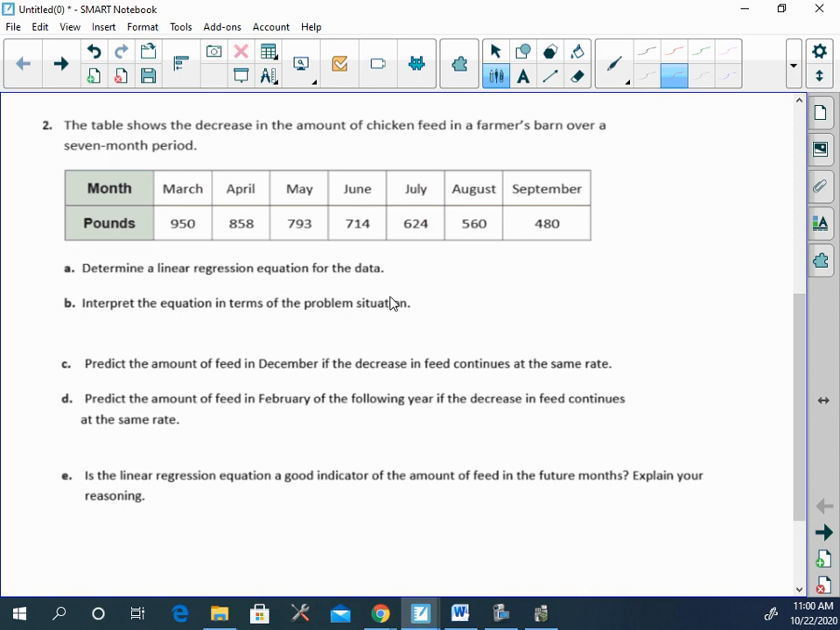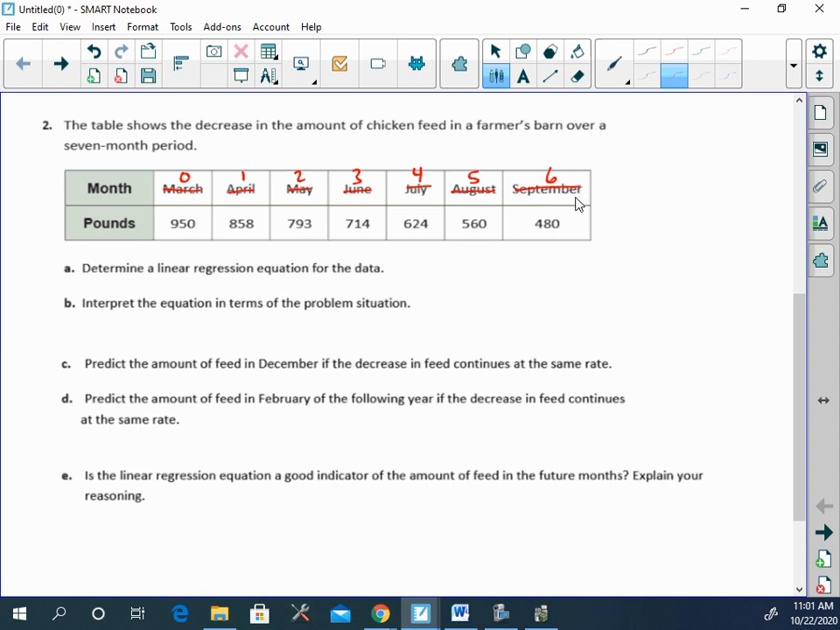So typically when we're doing this, we're going to start wherever we're at here. We're going to call this month 0, because we can't type March into our calculator and have it know what that means. So March is 0, so then 1 month later would be 1. May is 2 months later. June is 3 months later. July would be 4. August and September. So that's what's going to go in our L1 then.